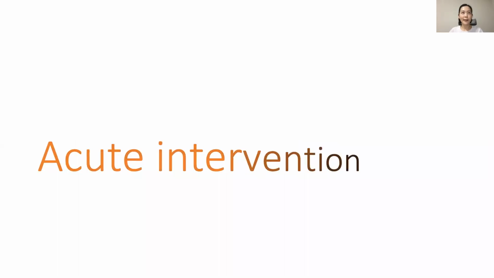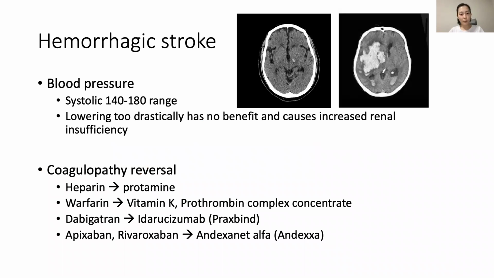Okay, this is the fun part, the acute intervention. What can we do to reverse the process, get the patient back to being better? I'm going to start with hemorrhagic stroke because we're kind of limited in what we can do for hemorrhagic strokes. Once the blood is spilled, it can't be unspilled. But we try to minimize the morbidity and the brain damage from a hemorrhagic stroke. The 2 main interventions that we can do in the hyperacute phase is blood pressure control and coagulopathy reversal.